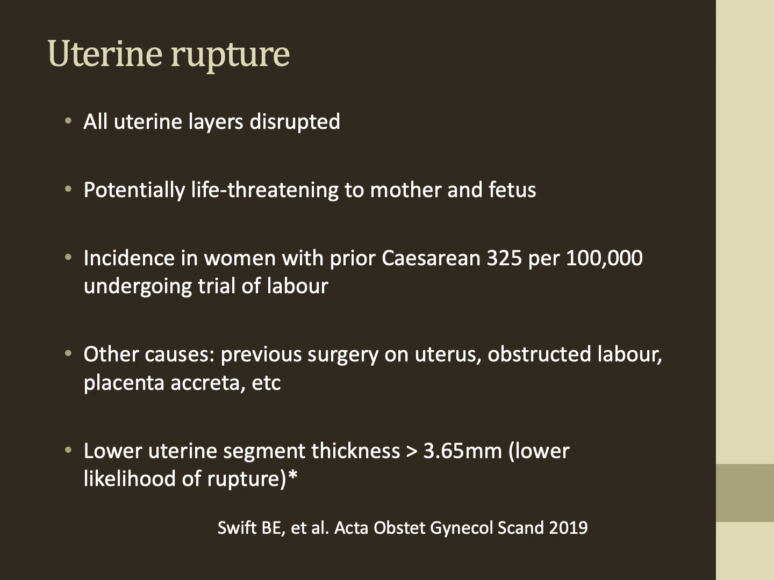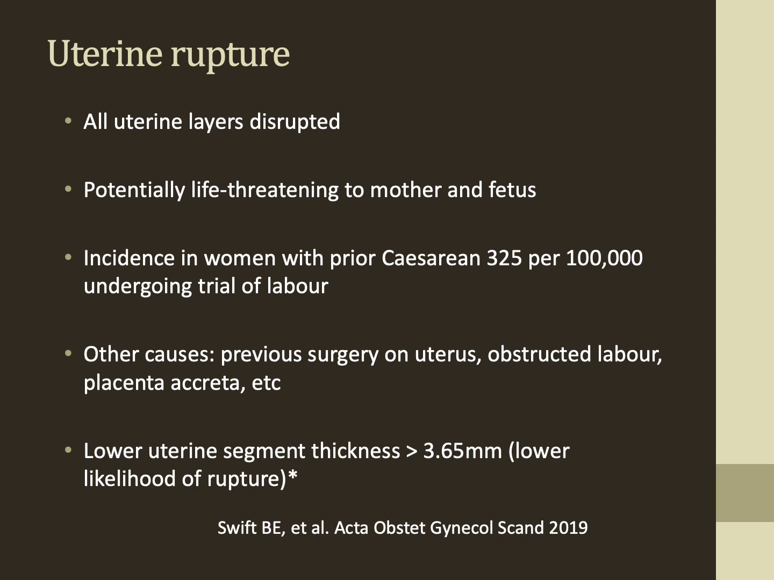In uterine rupture, all layers of the uterus are disrupted. This is a potentially life-threatening event for the mother and fetus. Women with prior cesarean section are at risk of this complication, and the incidence is around 325 per 100,000 who are undergoing trial of labor. Other causes include prior surgery to the uterus, such as myomectomies, patients who have obstructed labor, or placenta accreta.